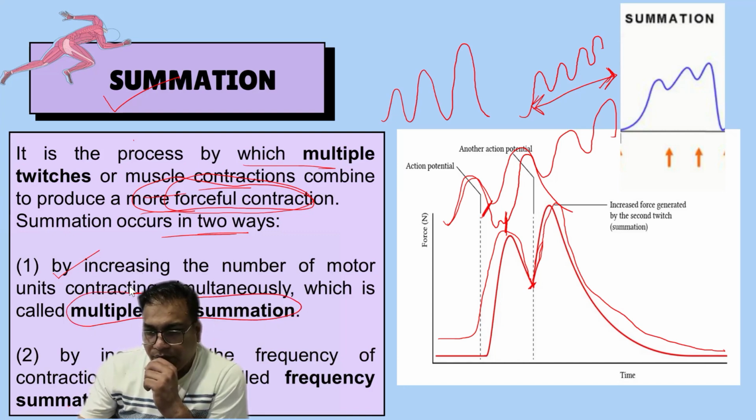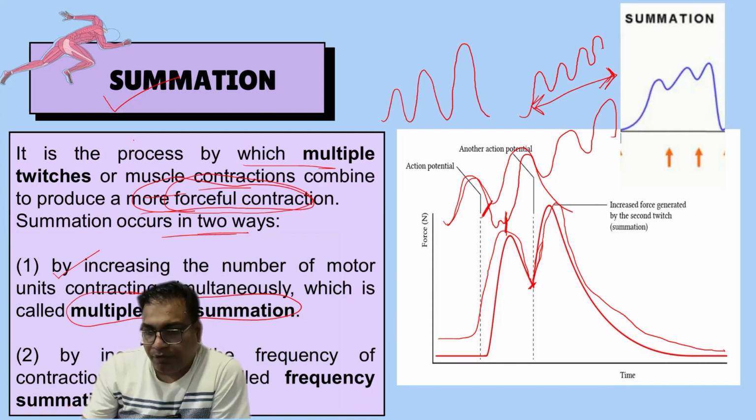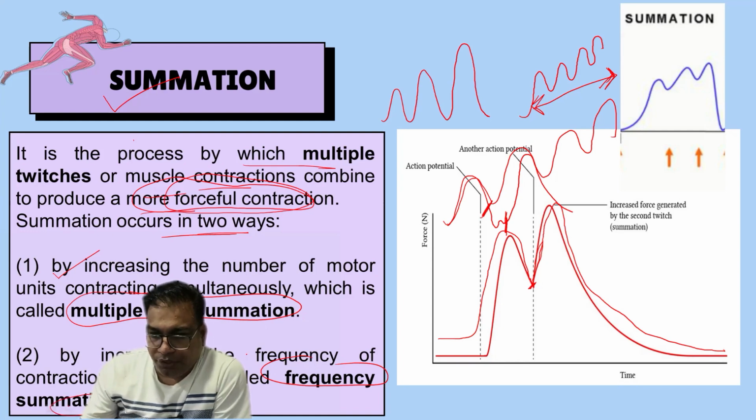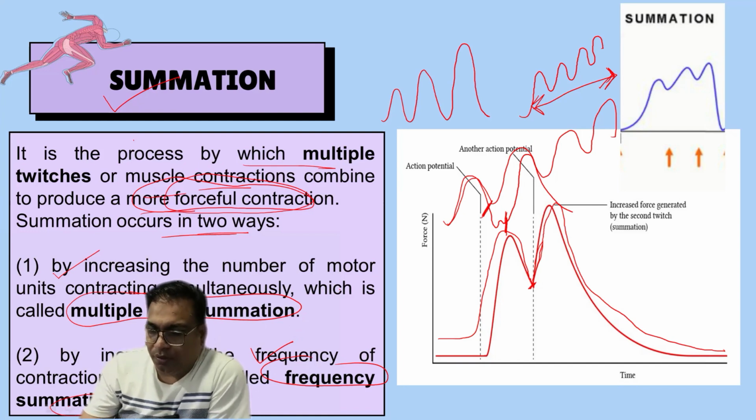There are different types of summations. Here we are discussing only multiple fiber summation and frequency summation. In frequency summation, basically the frequency of contraction is increased. Frequency of contraction means in a shorter duration we are giving more number of stimuli. In multiple fiber stimulation, the number of motor units which are contracting simultaneously is increased. If the number of motor units is increased, then it is called multiple fiber summation.